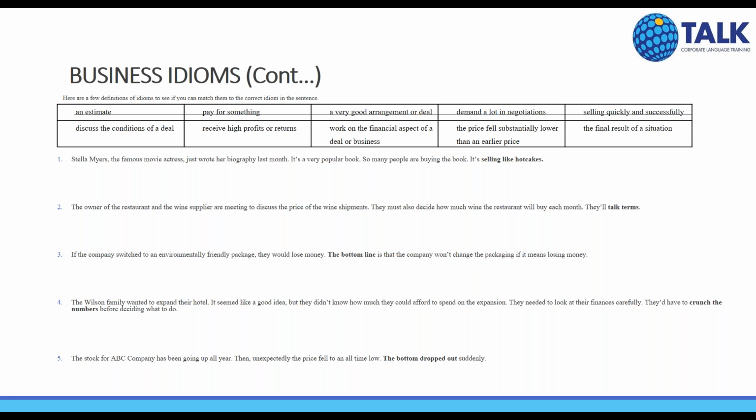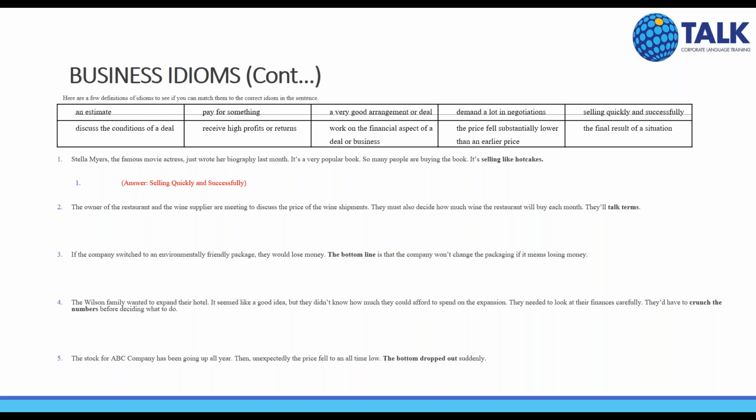Stella Myers, the famous movie actress, just wrote her biography last month. It's a very popular book. So many people are buying the book. It's selling like hotcakes. Very, very usual idiom, selling like hotcakes, to describe such a situation. So as an example, let's just fill this one in right now. It means selling quickly and successfully. So it's selling like hotcakes. Now again, I'm not going to get into the origin of why hotcakes sell so fast, but believe me, they do.